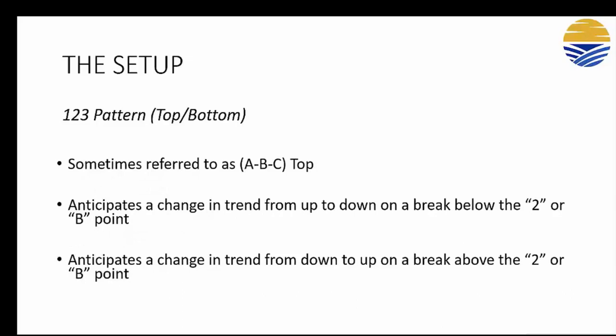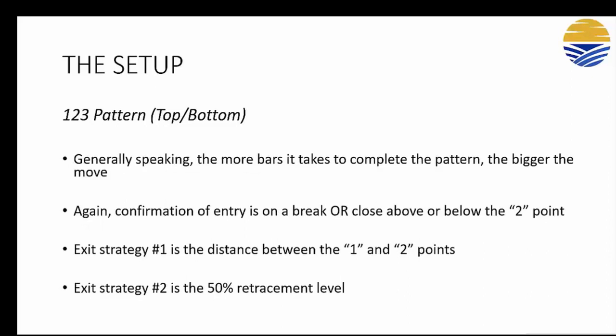Let's get to the meat of the setup. It's sometimes referred to as the ABC top or ABC bottom. It anticipates a change in the trend from up to down on a break below the #2 or the B point, or anticipates a change in trend from down to up on a break above the number 2 or B point. Generally speaking, the more bars it takes to complete the pattern, the bigger the move. Confirmation of entry is on a break or close above or below the number 2 point, and we'll show you how to improve that accuracy here in a moment.